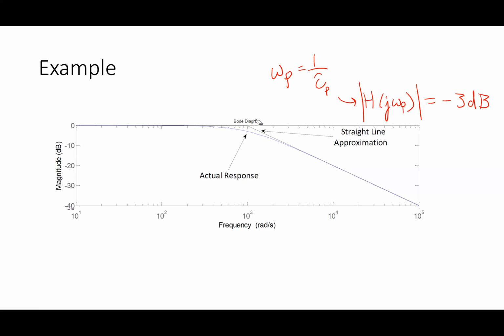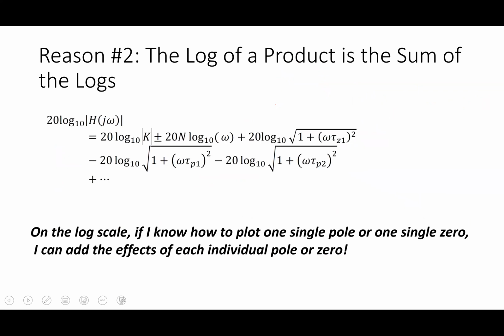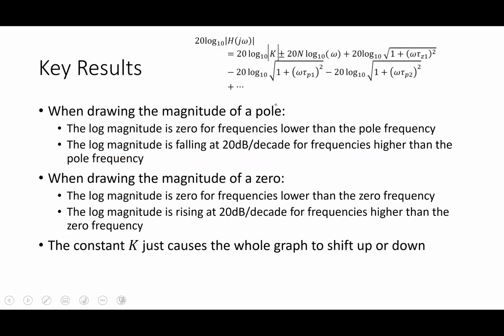All right, the bottom line for that is that essentially it tells us this. I don't need to know a whole lot, right? Basically, it says if I know I have a pole, the log magnitude is 0 for frequencies lower than the pole frequency. And the log magnitude falls at 20 dB per decade for frequencies above it. All right. For frequencies below a pole, my magnitude is constant at 0. For frequencies greater than the pole, my magnitude drops at 20 dB per decade.